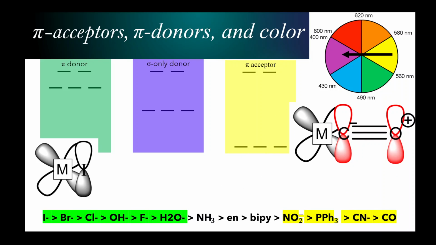So this is one way to think about our spectrochemical series. Where on the left, we have our pi donors that have extra lone pairs that are in pi orbitals that can donate and decrease that energy, right, and change the color. In the middle, we have our sigma only donors, and on the right, we have our pi acceptors, which can lower those T2G orbitals, increase the energy, and decrease that wavelength.